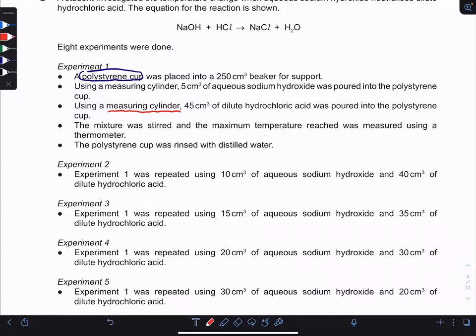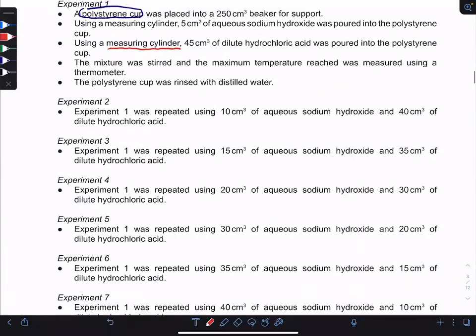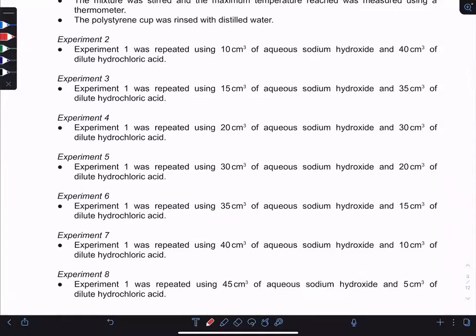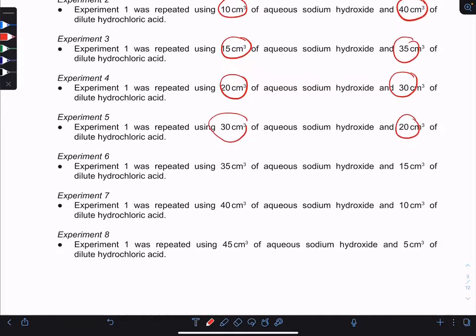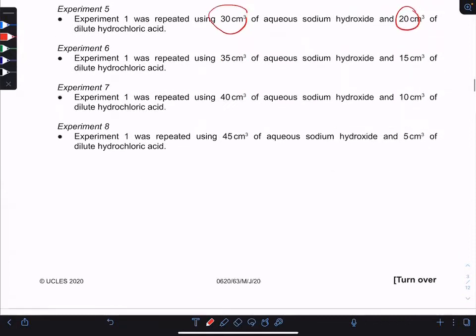It's very important to notice what he is changing from one experiment to the other. It seems that he's changing the volume of sodium hydroxide and the volume of hydrochloric acid, but take care, the final volume is always 50. The final volume is always constant. He's just changing the volumes while keeping the final volume constant.